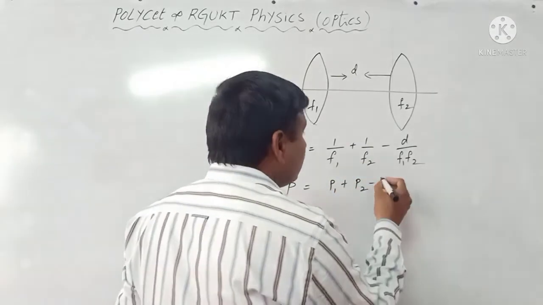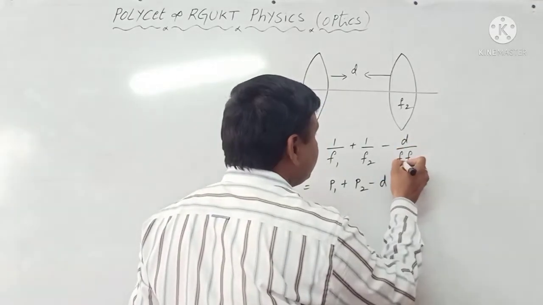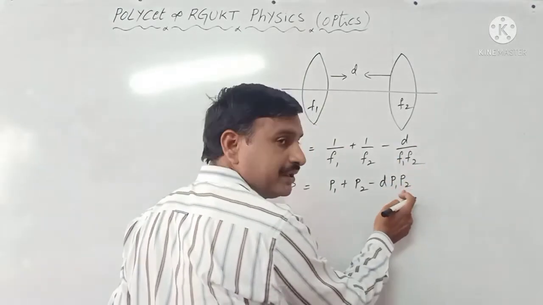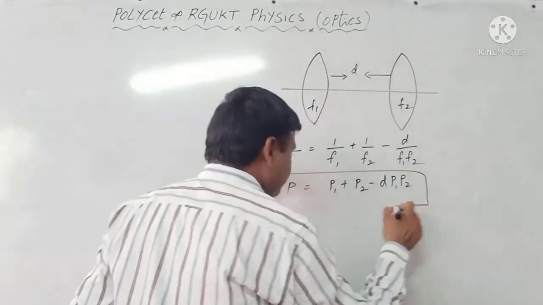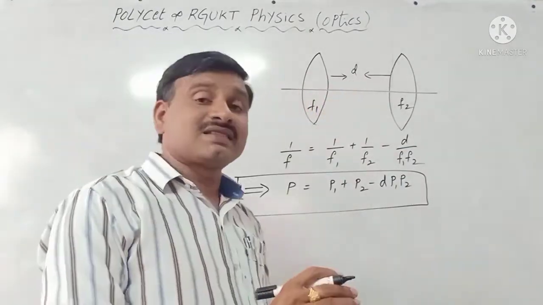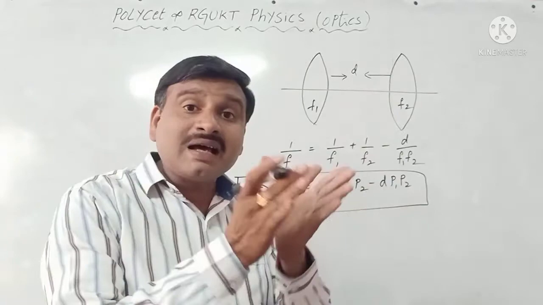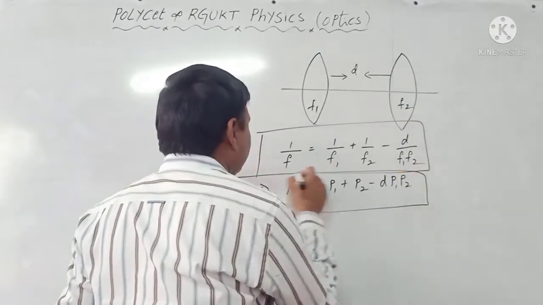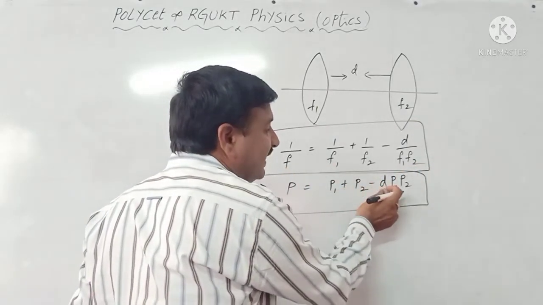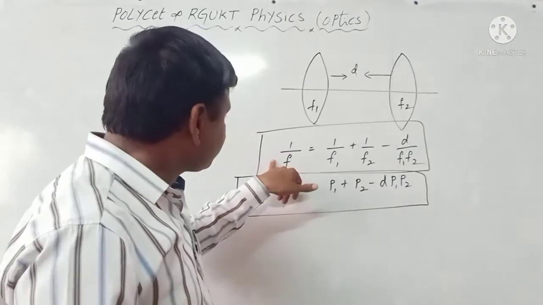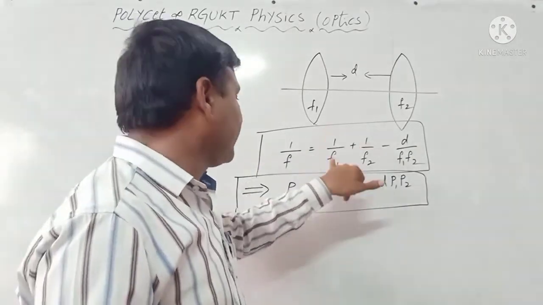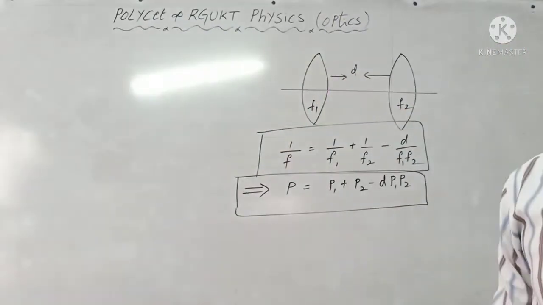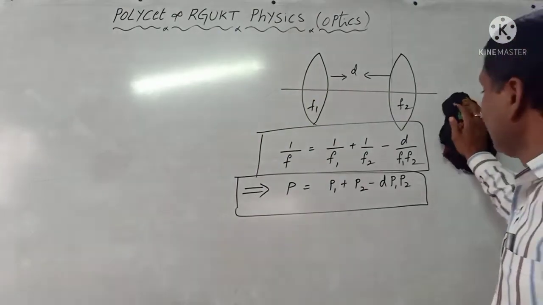Next, D into P1 P2. 1 by f1 means P1, 1 by f2 means P2. So when the two lenses are separated at a distance d, then the power of the lenses is P is equal to P1 plus P2 minus D into P1 P2. As focal length, 1 by f is equal to 1 by f1 plus 1 by f2 minus D by f1 f2. Okay, understand? Next we go to another one.